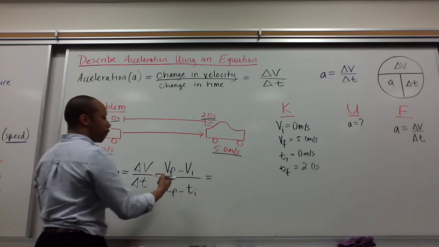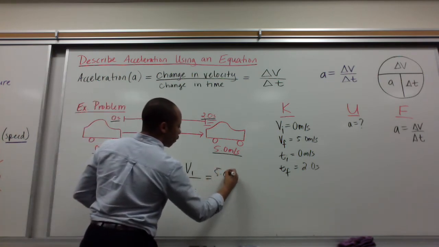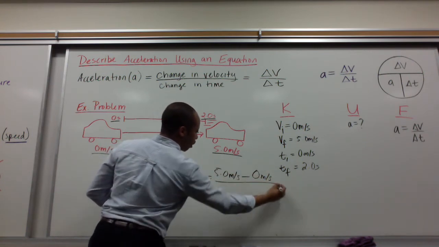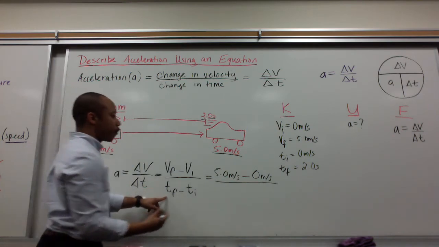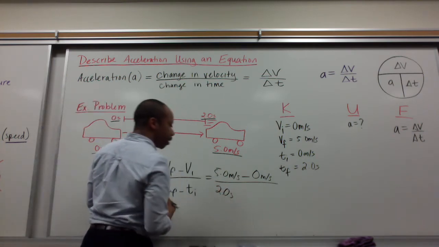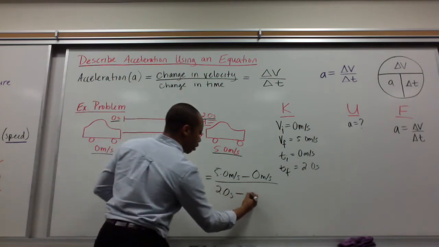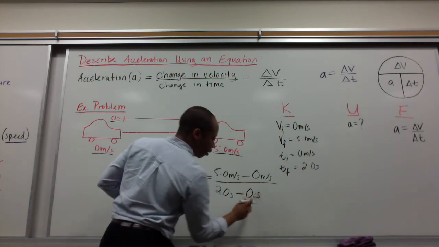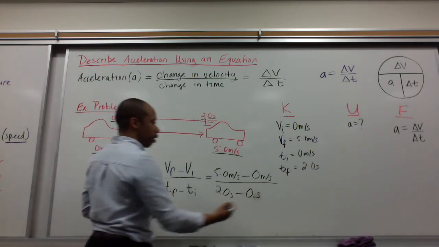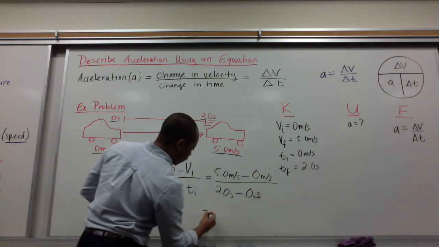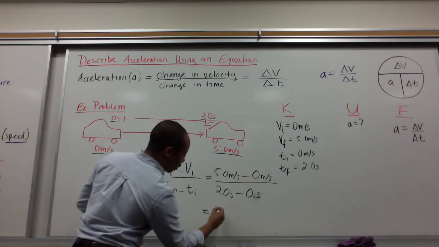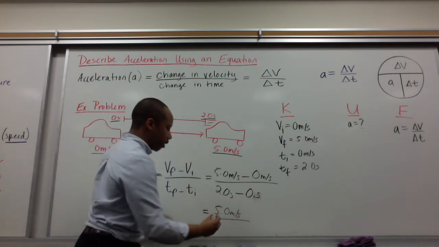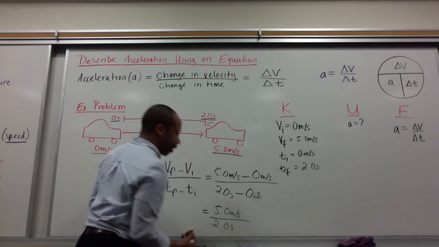We plug those values in. My final velocity was 5 meters per second, subtracting from my initial, which was 0 meters per second, divided by Tf, which was my final time. It took 2 seconds that I traveled, minus 0 seconds. That's what I started with. And I simplify. 5 minus 0, we know that's simply 5 meters per second. And 2 seconds minus 0 seconds is 2 seconds.